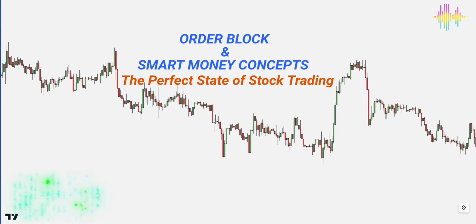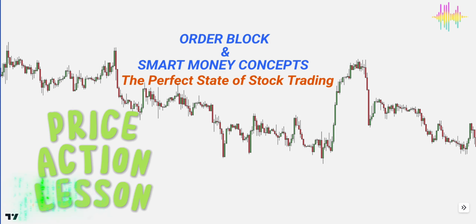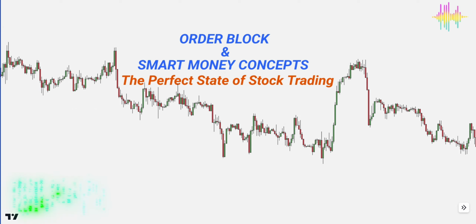In this video, we will specifically analyze the price movement itself and enhance our experience without adding too many indicators. Let's get started.